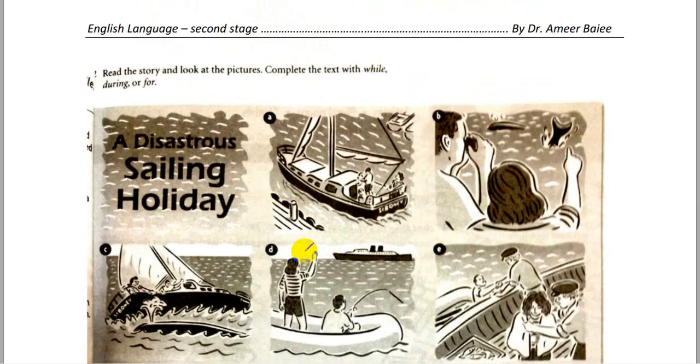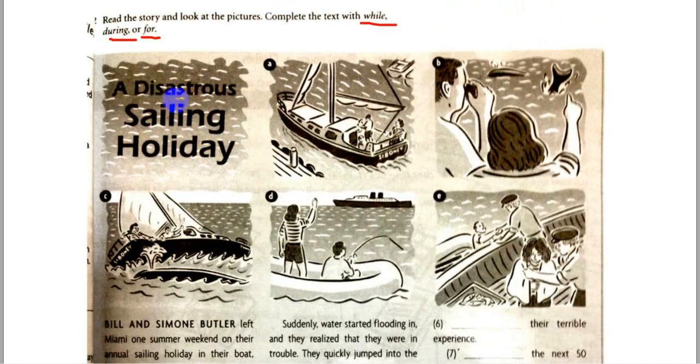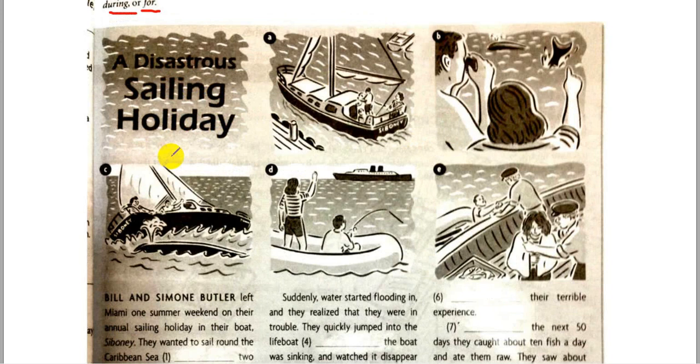Now we have here an example regarding the writing. It's about how to use these linking words. Read the story and look at the picture. Complete the text with while, during, or for. The picture is talking about a disaster, يعني عن كارثة. A disaster sailing holiday.